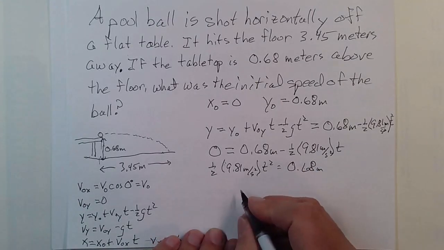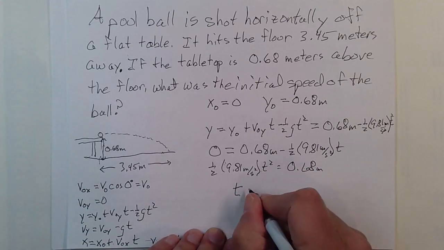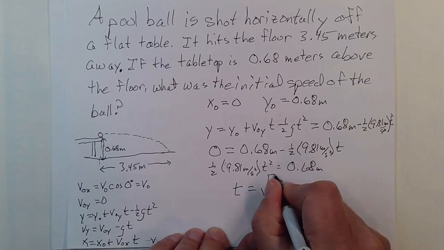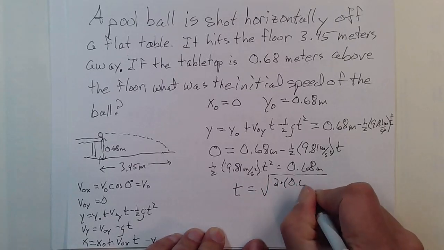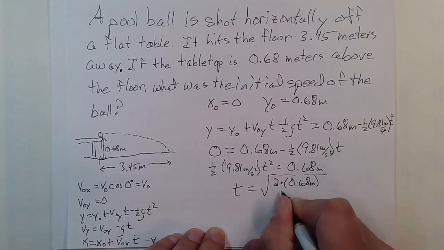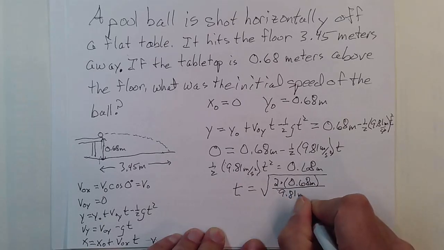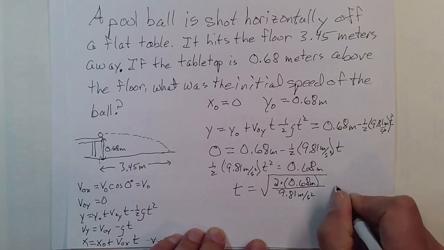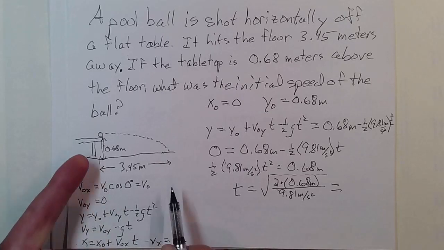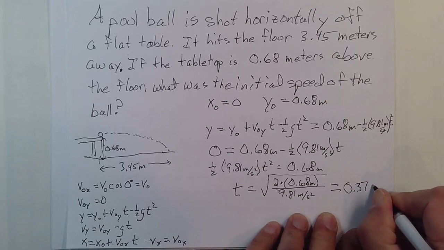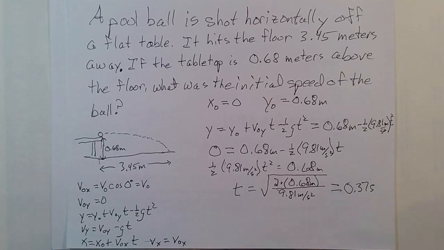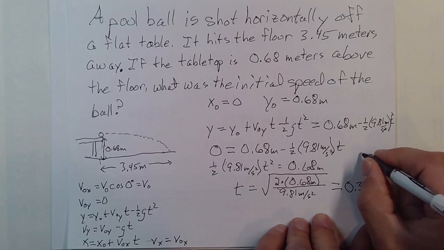But at any rate, I would end up, after 2 more algebra steps, with t equaling the square root of 2 times 0.68 meters divided by 9.81 meters per second squared. And I can solve for the time of flight. And I get 0.37 seconds. Now, unit-wise, inside there, I'll make a little aside here.